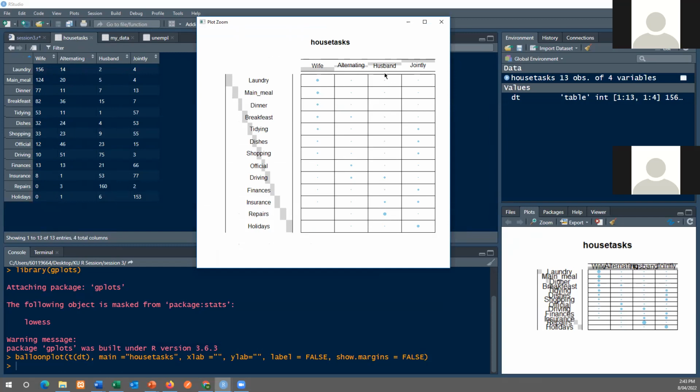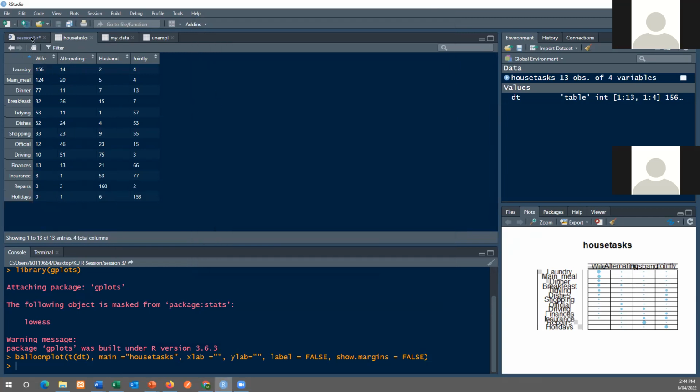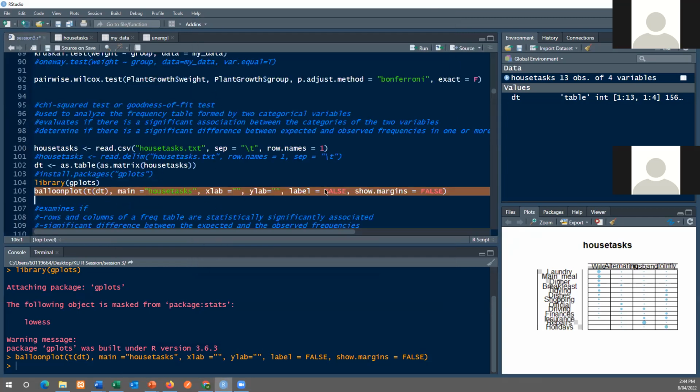And in the same way you can see that repair work is mostly dominated by the husband. Okay, some are female or male work. Jointly, holidays. Okay, obviously they go together. Things like that. So that's a kind of plot. You can do the balloon plot.